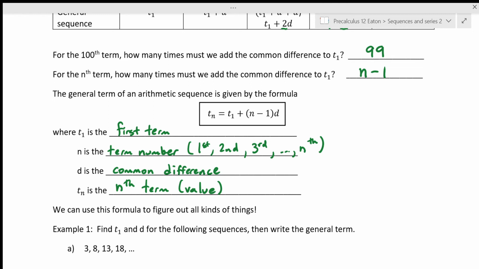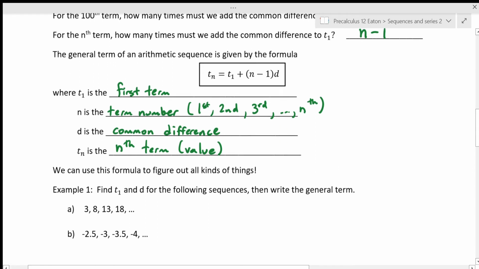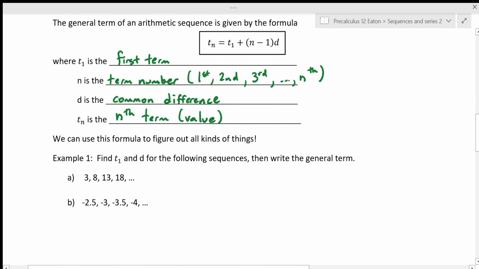And we can use these formulas to figure out all kinds of things about arithmetic sequences and sometimes solve problems that wouldn't be so easy without the formula. Okay, so for the first two, we're just going to explore the sequences and look at some of the variables that we're using. We're going to find T1, the first term, and D, the common difference, for the first two sequences, and then write the general term. So if we look here, the first term is usually pretty easy. T1 is 3, the first number that pops up.